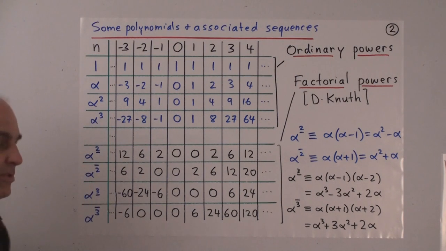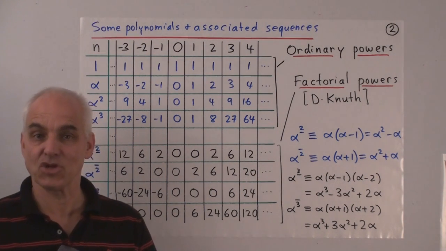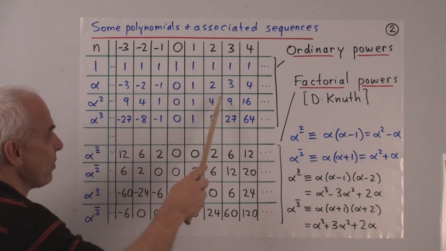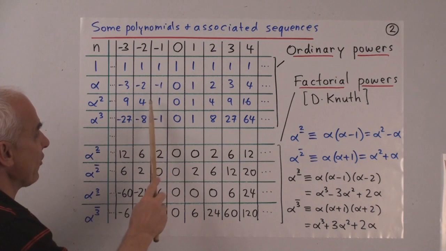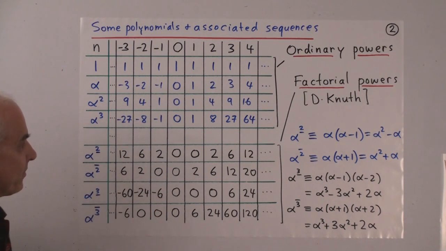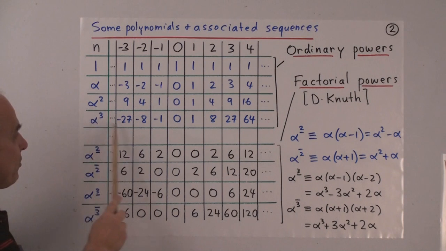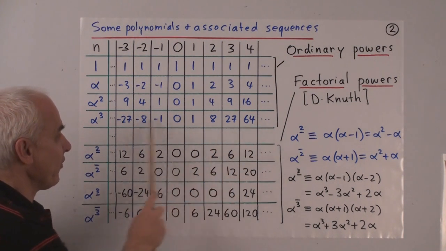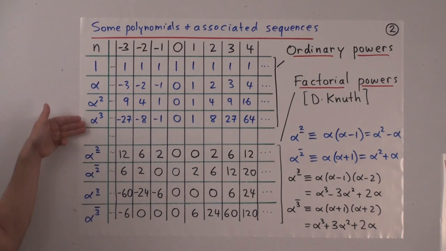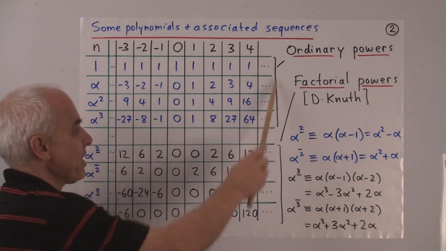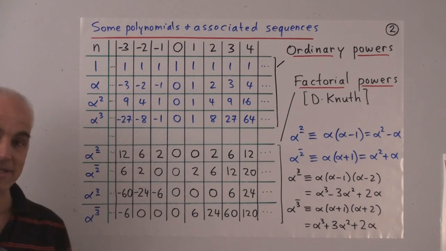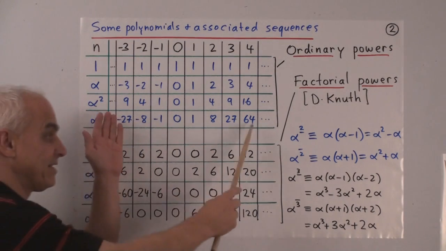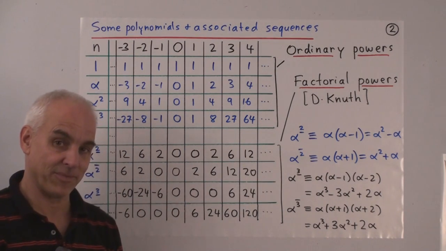Here's alpha squared, which represents the sequence n squared. 0 squared, 1 squared, 2 squared, 3 squared, 4 squared. And here's minus 1 squared, minus 2 squared, minus 3 squared. And here's alpha cubed, representing all the cubes. 0, 1, 8, 27, 64, and so on. And clearly we could carry on like this. These are the ordinary powers, the basic building blocks for a polynomial, interpreted now as sequences rather than as functions.